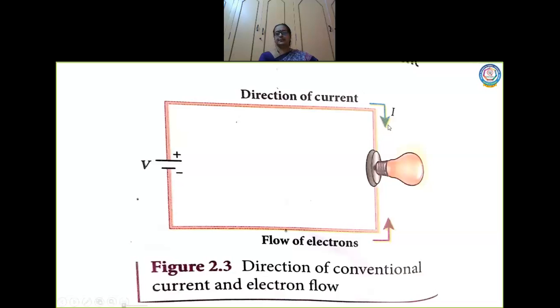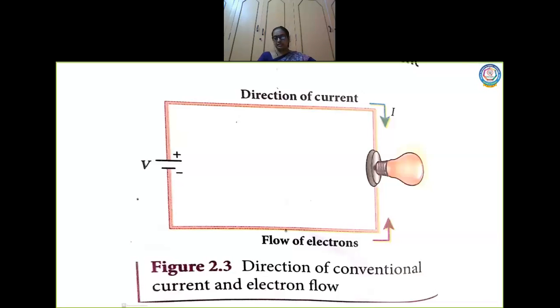Now whenever you have the I symbol, this is the direction of current. The green color arrow represents the direction of current. And what about this red color arrow? This represents the flow of current, the flow of electrons. Now listen, arrowheads are used to indicate the direction.